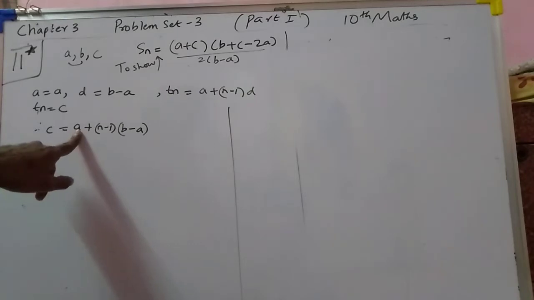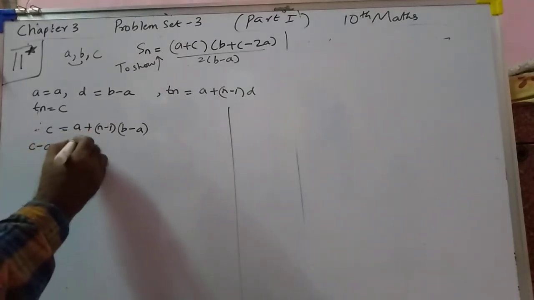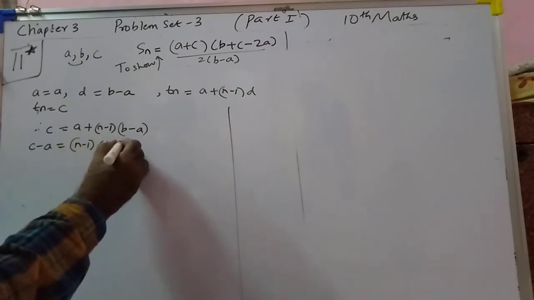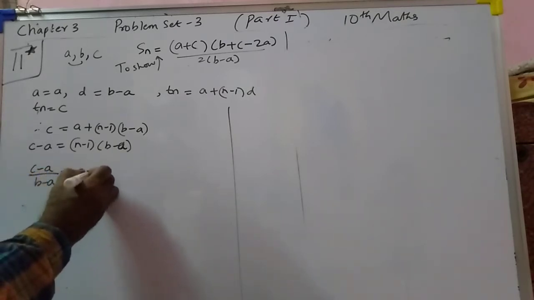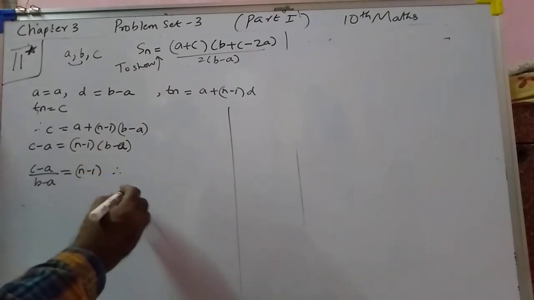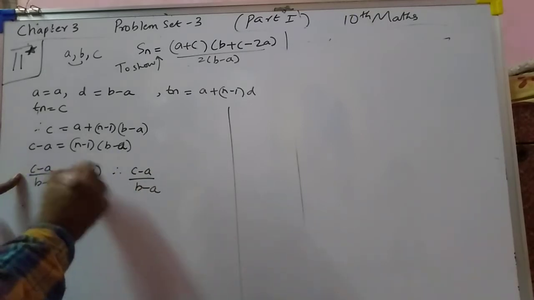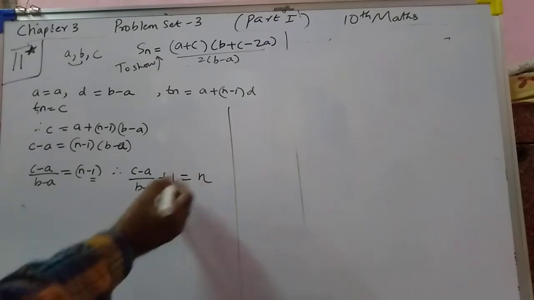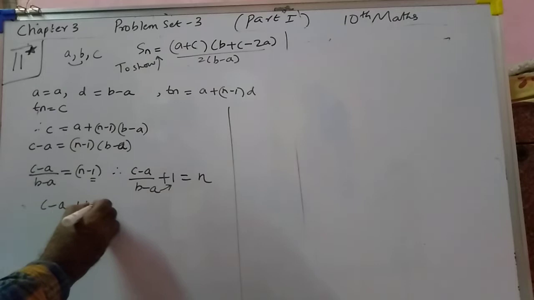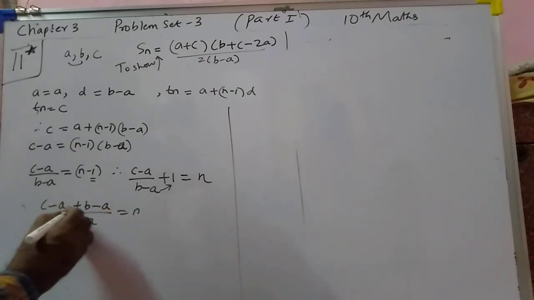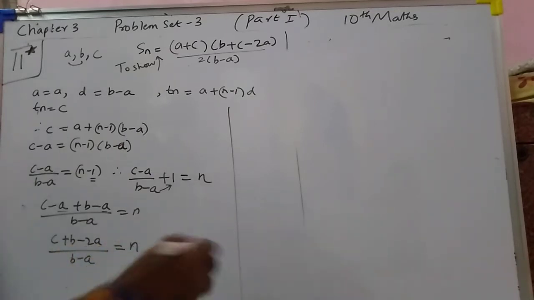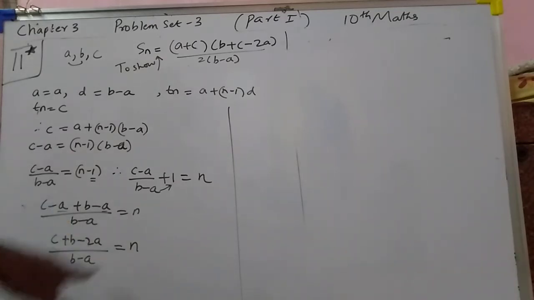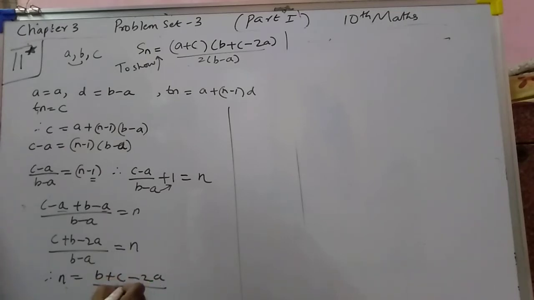Take this side: c minus a is equal to (n minus 1) into (b minus a). Take this down: (c minus a) upon (b minus a) is equal to n minus 1. Now take the 1 to this side: (c minus a) upon (b minus a) plus 1 is equal to n. Now cross multiply: (c minus a plus b minus a) divided by (b minus a) is equal to n. So (c plus b minus 2a) upon (b minus a) is equal to n. We can rearrange it: n is equal to (b plus c minus 2a) upon (b minus a).